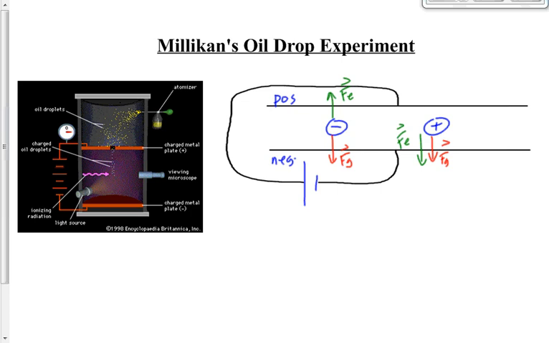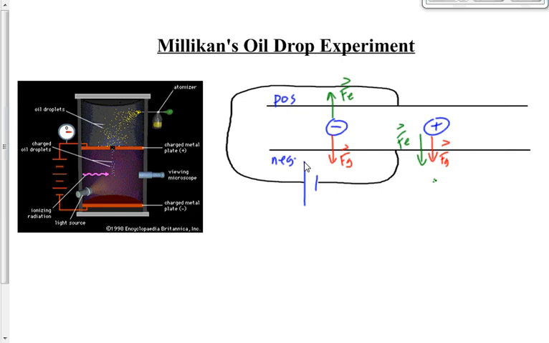Now, there's a couple of things that can happen to these particles. Number one, they can accelerate, either up or down. For the positive charge, we know for sure it's going to accelerate downward. You've got two forces acting down, so it's going to accelerate downward at a rate that's greater than 9.81 meters per second squared. We know that for sure.